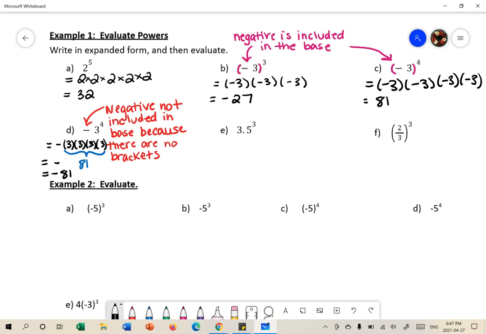Next, E. This is a decimal number. The entire decimal number is part of the base. 3.5 times 3.5 times 3.5, which is equal to 42.875. In F, we have a fraction. The entire fraction will be multiplied by itself 3 times.